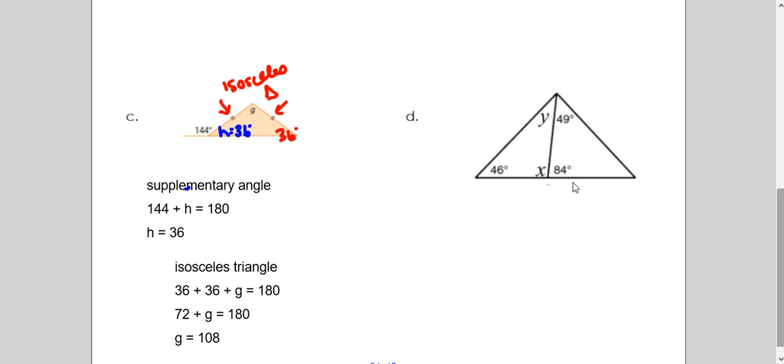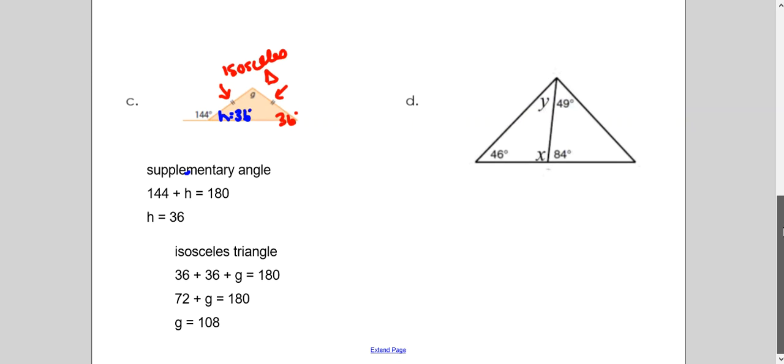Ooh, this is trouble. Let's see what we got here. We've got to find x and y. So we've got to find this guy and this guy. Well, can I find y right away? I don't have any straight lines. I don't know x, but maybe I can solve for x first.